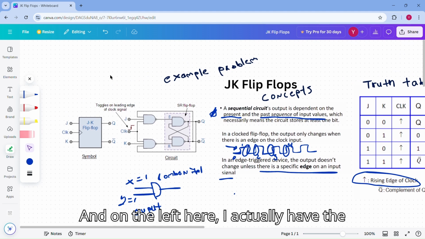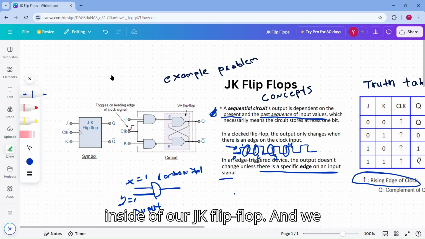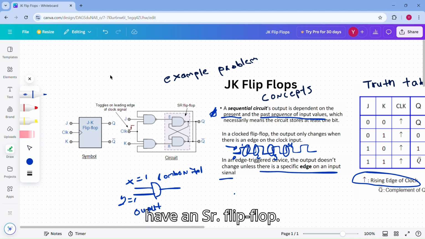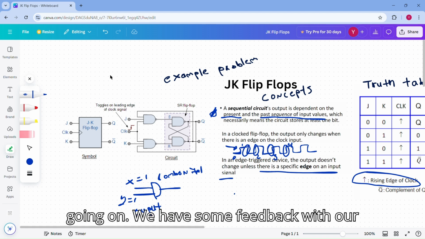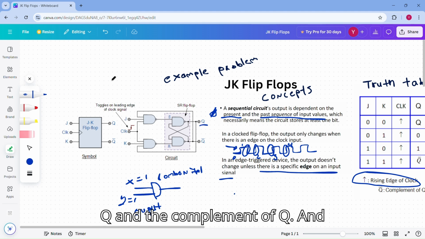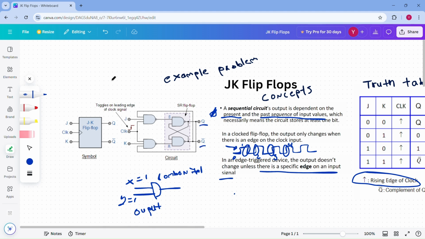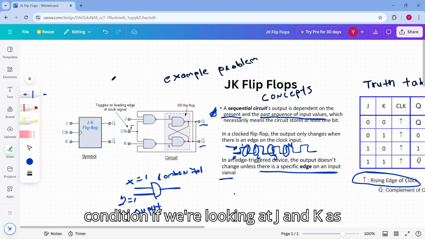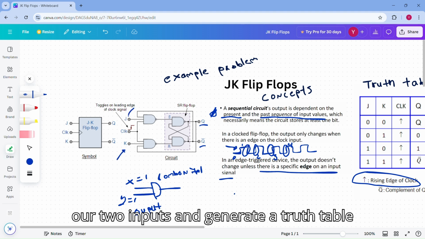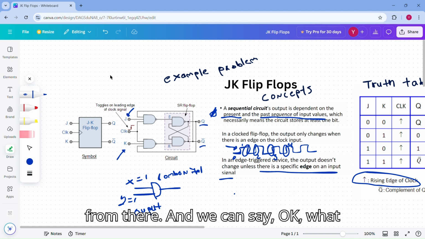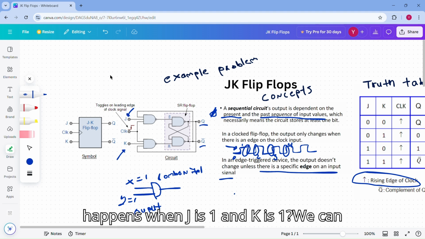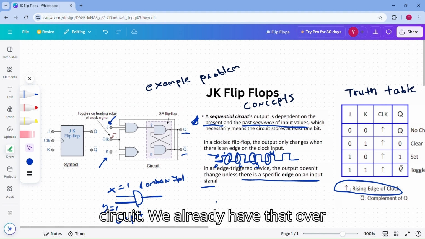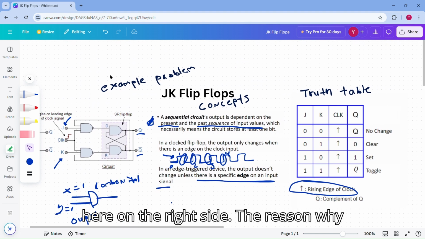On the left here, I actually have the inside of our JK flip-flop. And we have an SR flip-flop. And we see we have some looping going on. We have some feedback with our Q and the complement of Q. And we can actually trace through each condition, looking at J and K as our two inputs, and generate a truth table from there. We can say, okay, what happens when J is 0 and K is 0? What happens when J is 1 and K is 1? We can do that through this combinational circuit. We already have that over here on the right side.